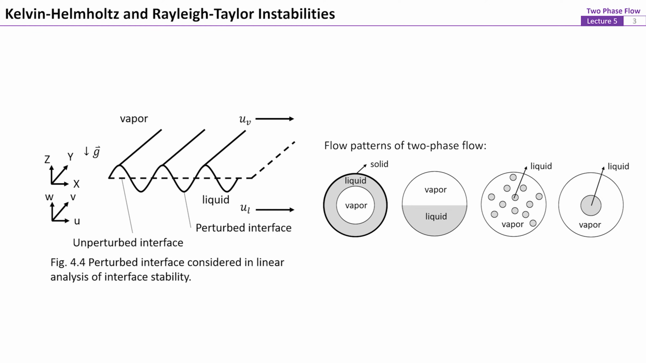surface of the interface. From these four figures on the right, it can also be seen that the characteristics of the flow patterns in two phases are highly dependent on the interfacial surfaces between vapor and liquid. The flow pattern is also critically important to the heat and mass transfer associated with two-phase flow. Therefore, in this lecture, we will discuss some basic concepts of interfacial stabilities between two fluids.